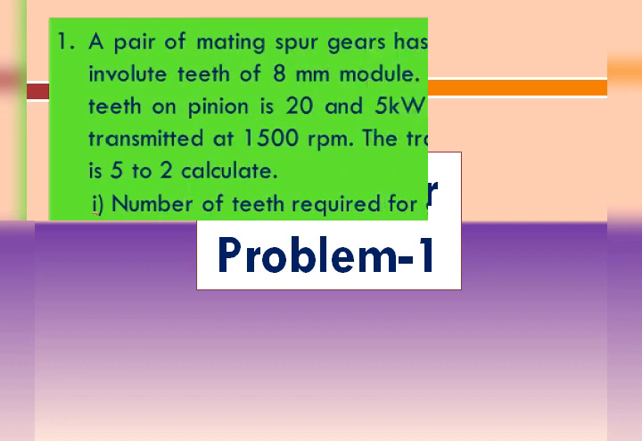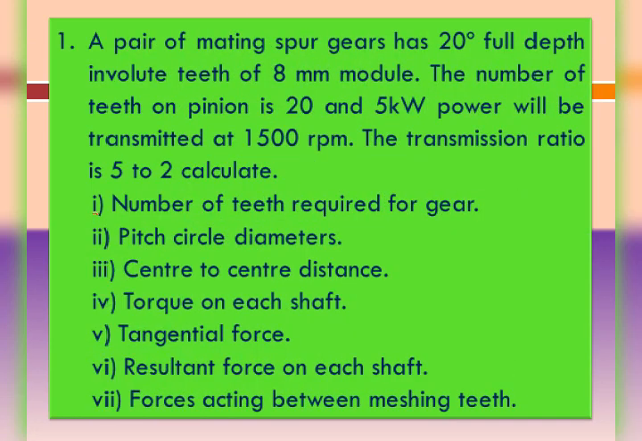The statement of the problem is as follows. A pair of mating spur gears has 20-degree full depth involute teeth of 8 mm module. The number of teeth on pinion is 20 and 5 kilowatt power will be transmitted at 1500 rpm. The transmission ratio is 5 to 2.